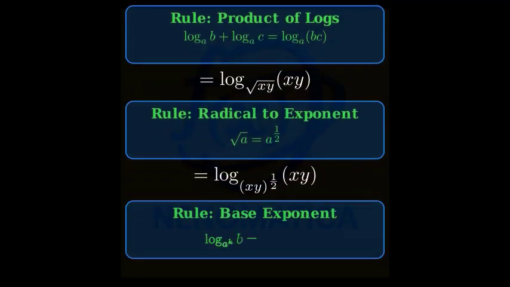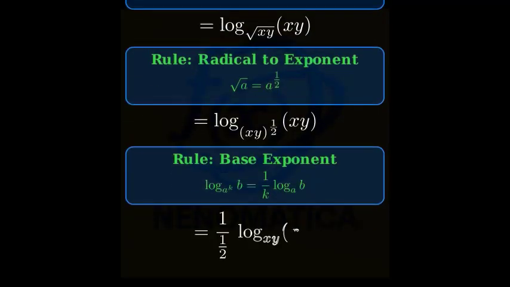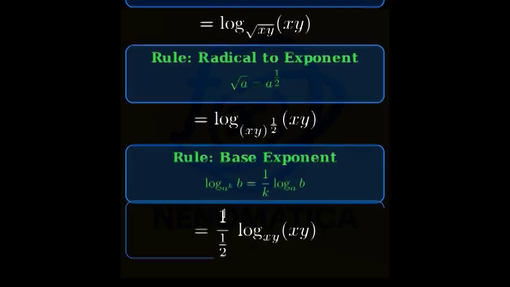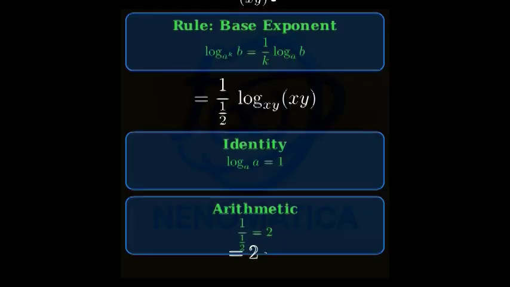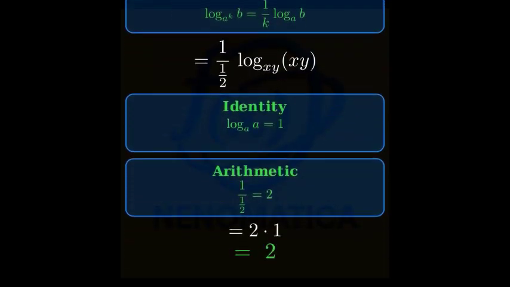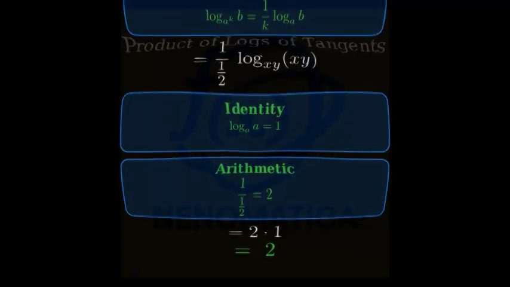Step 4. Use the base exponent rule. Log base a to the k of b equals 1 over k times log base a of b. Here k equals 1/2, so we get 1 over 1/2 times log base xy of xy. Step 5. Evaluate and simplify. Log base xy of xy equals 1, and 1 divided by 1/2 equals 2. Therefore, the final value is 2.